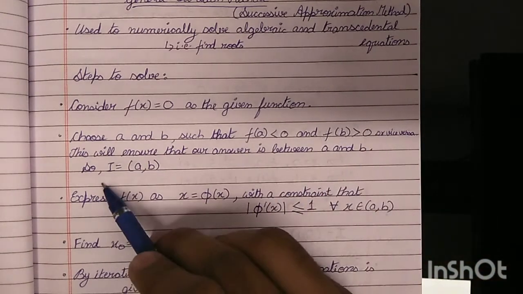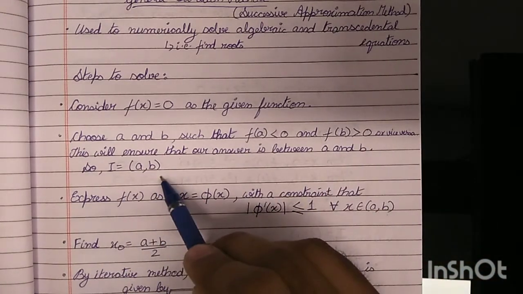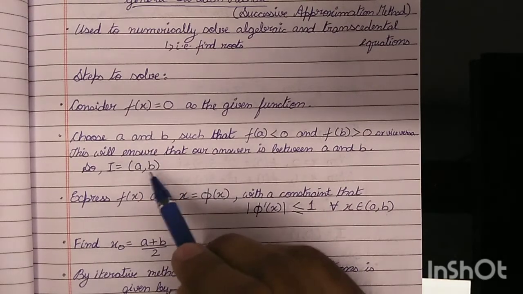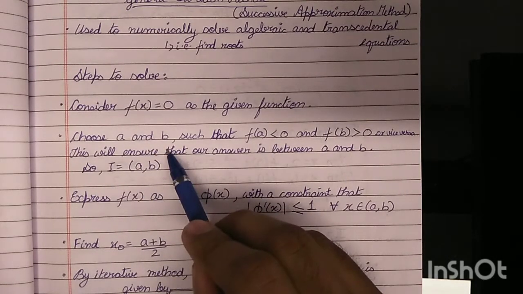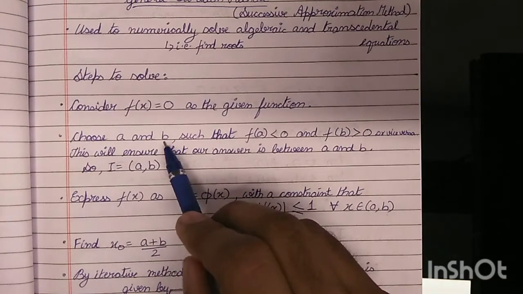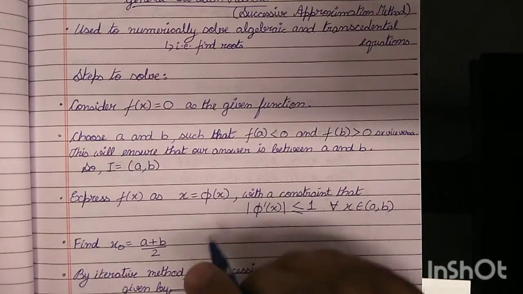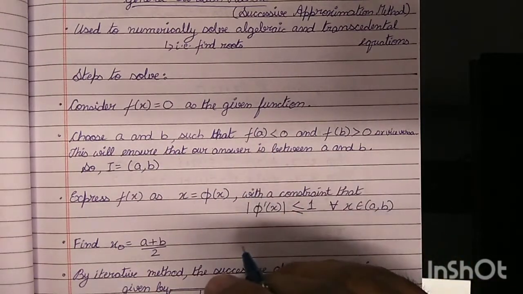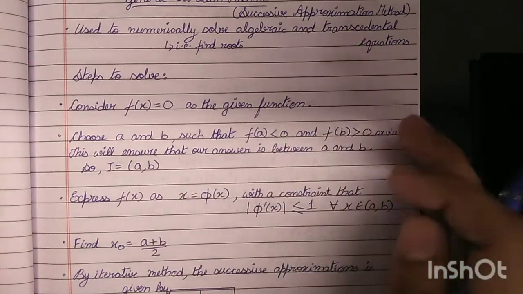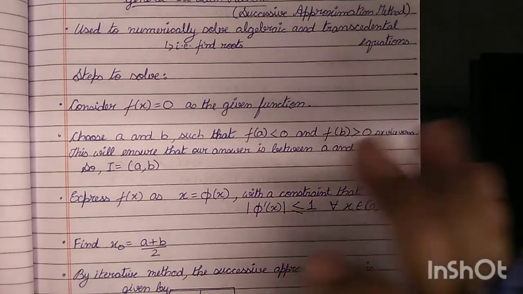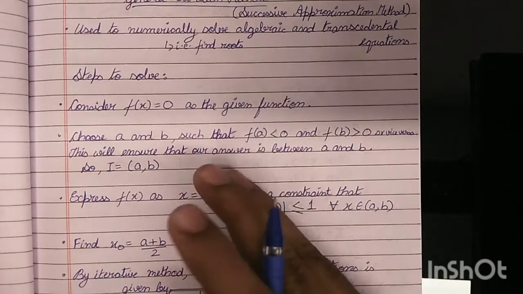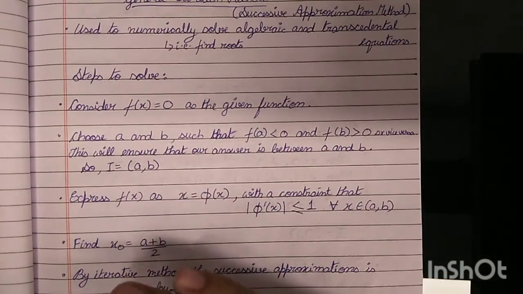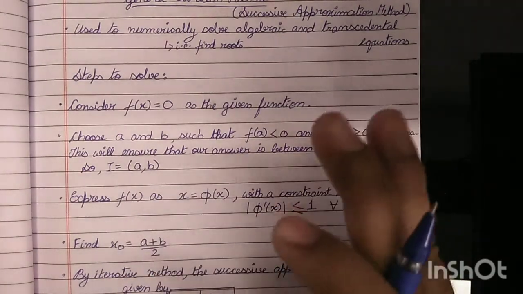So our interval will become (a, b). Generally a is the smaller value and b is the larger value. Now in order to find a and b, we generally use the hit and trial method. If we want to find a positive real root, we start with 0, 1, 2, 3, 4 and so on. And if we want to find a negative root, we do 0, minus 1, minus 2, minus 3 and so on. But it is purely a hit and trial method.